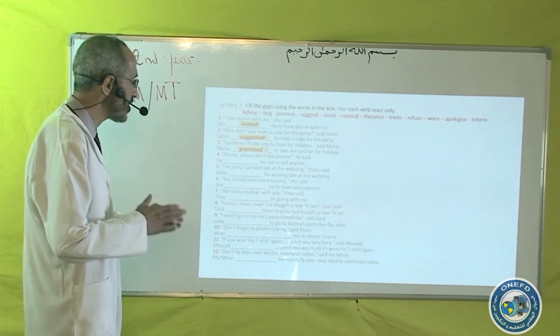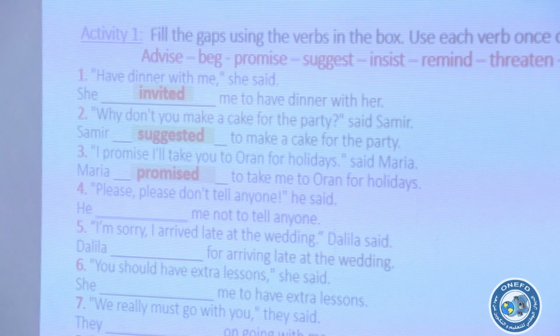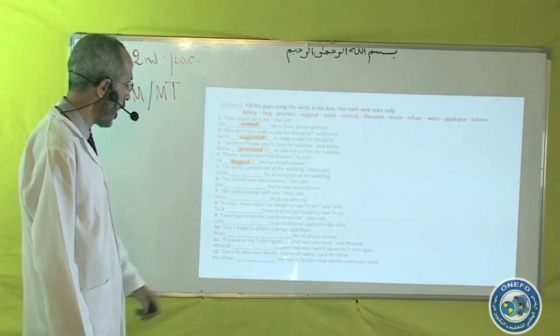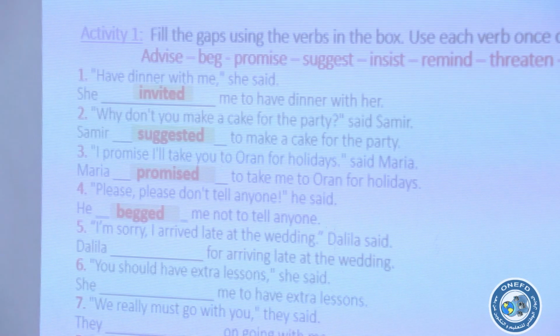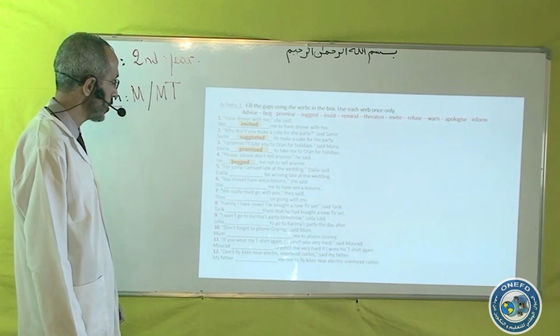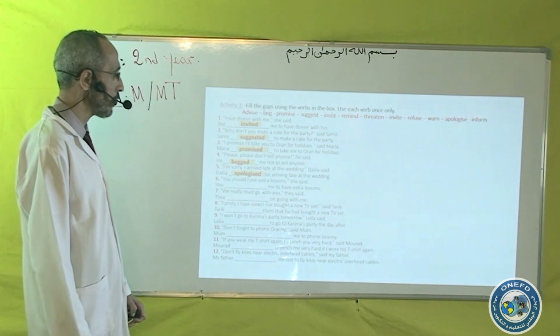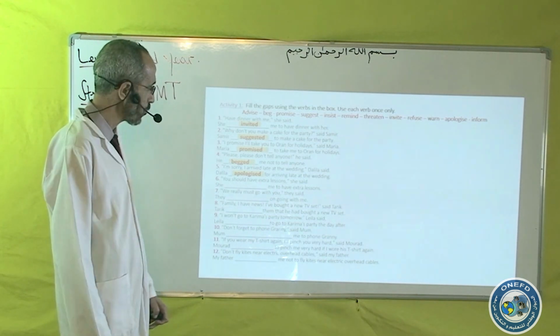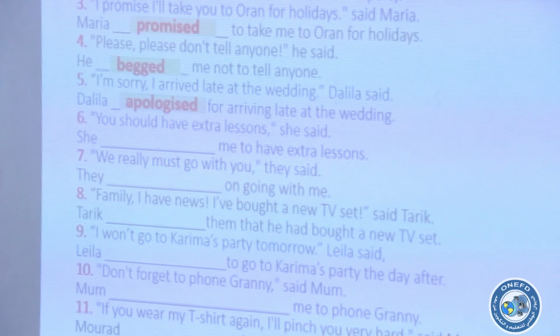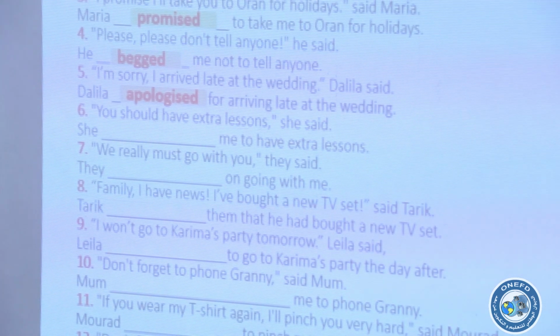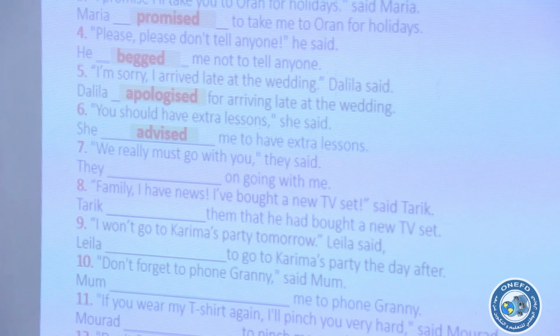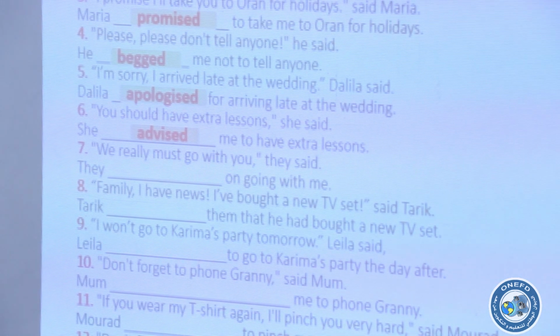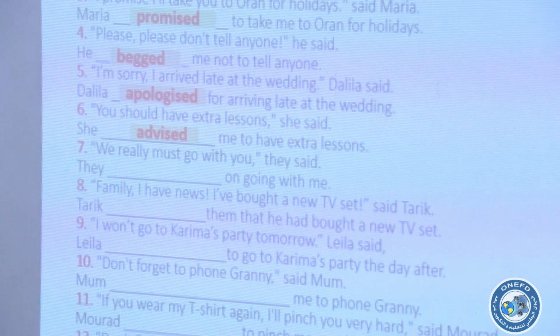Number 4, "Please, please don't tell anyone," he said. He begged me not to tell anyone. 5, "I'm sorry, I arrived late at the wedding," Dalila said. Dalila apologized for arriving late at the wedding. 6, "You should have extra lessons," she said. She advised me to have extra lessons. Number 7, "We really must go with you," they said. They insisted on going with me.